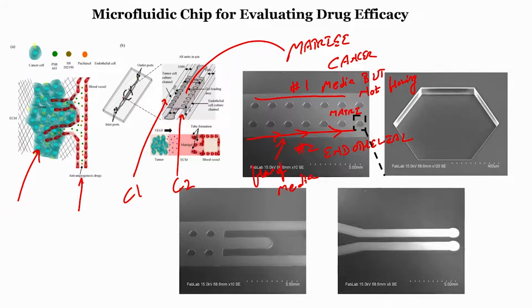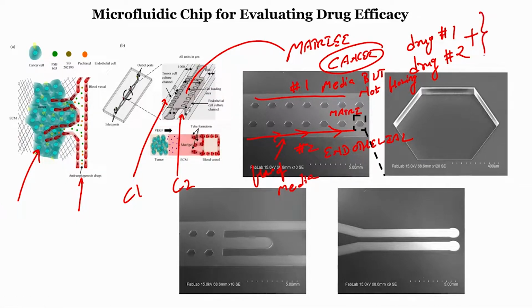For that, what can I do? I will treat my cancer cells in channel 1 with drug 1 and again see how these vessels are forming from channel 2 to channel 1. Then I will treat the cancer cells with drug 2. Again I study the formation of the channels. Then I treat the cancer cells with drug 1 plus drug 2 and I will again check the formation of vessels from channel number 2 to channel number 1.